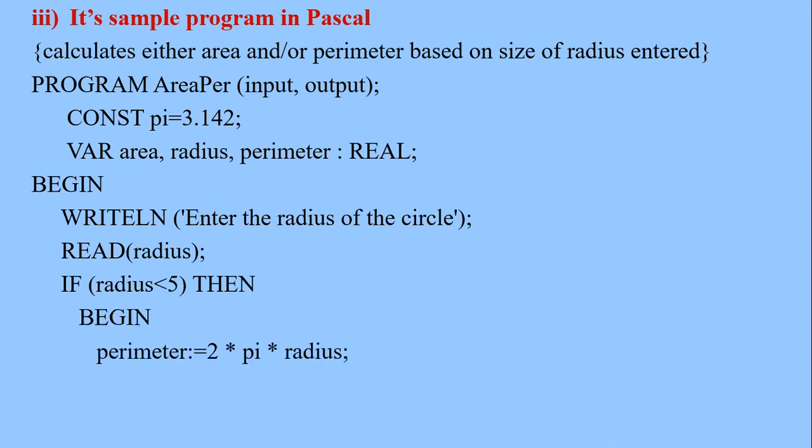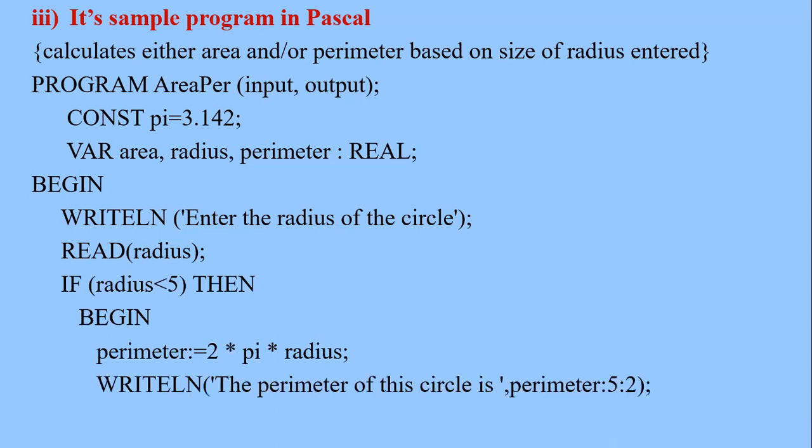Begin, calculate perimeter. Pick the content of the memory location called radius, multiply by the content of the memory location called pi, multiply by 2. The overall result, assign it to the memory location called perimeter. Then display the perimeter of this circle is. Pick what is in the memory location called perimeter, format it into 5 characters, with 2 of them being reserved for the fractional part. For example, the perimeter of this circle is 200 or 50.23.